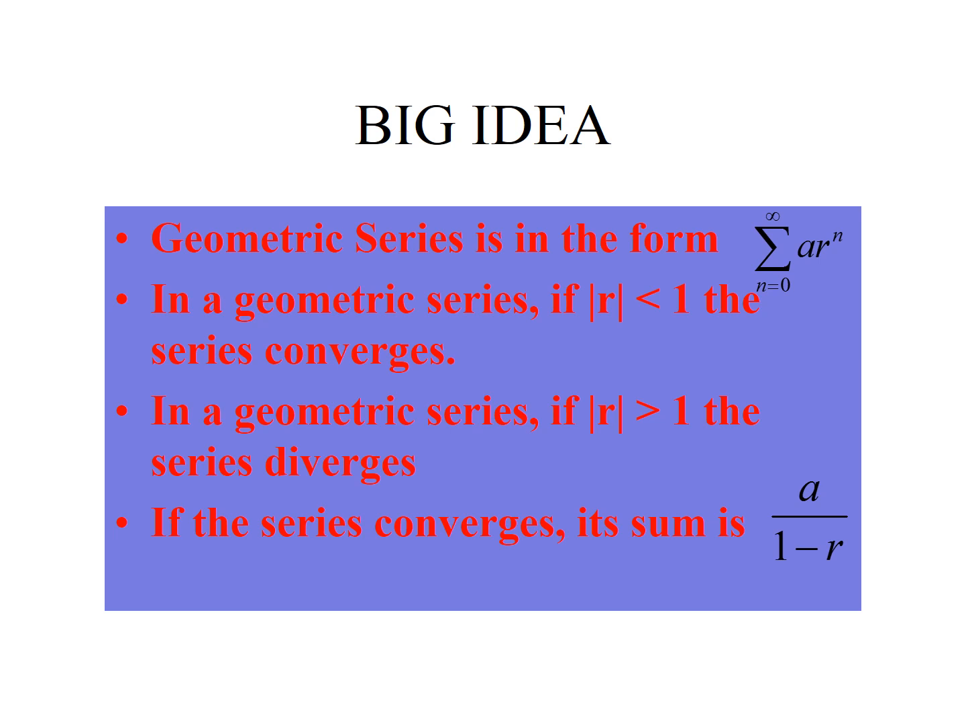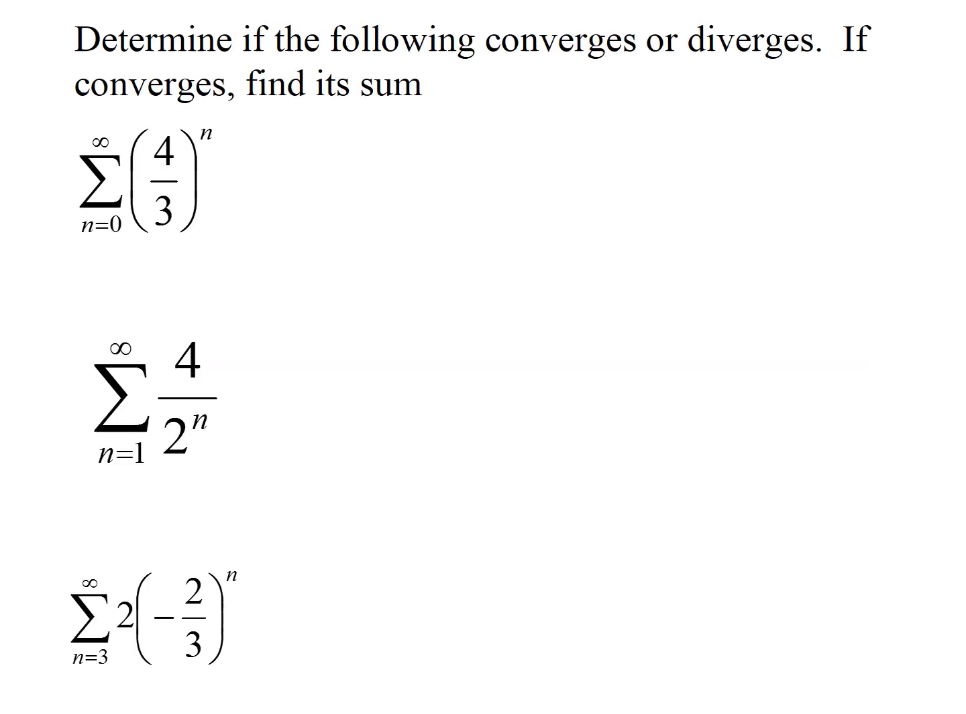So once again, here's the big idea. We want to look for the form a times r to the n, and we're summing from n equals 0 to infinity. If that's the case, the sum then is a over 1 minus r. It converges when the absolute value of r is less than 1. It diverges when the absolute value of r is greater than 1. That's our big idea, and we must understand that. Please star this, highlight it, do whatever you need to do to remember this.